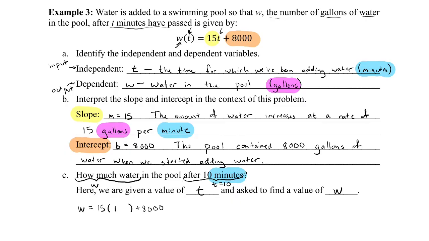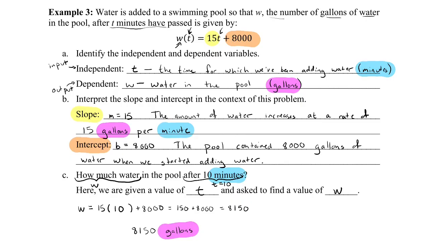And now we were told that the value of T was 10. Oh, we can just do that arithmetic. So 150 plus 8,000 is 8,150. After 10 minutes, the pool contains 8,150 what's? Gallons. We just found the value of W. So our answer has the same units that W has.